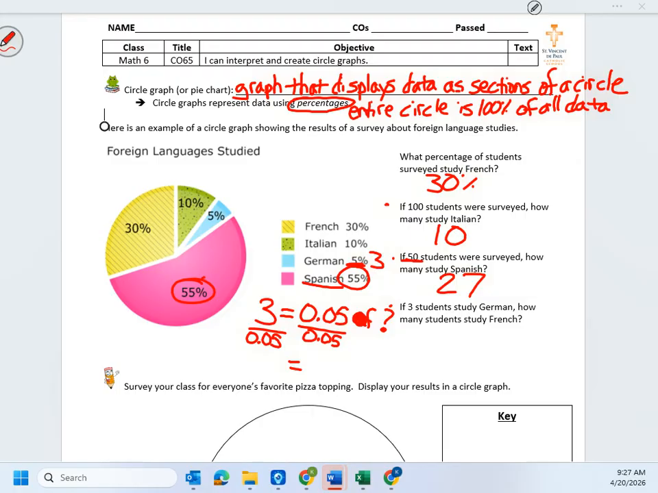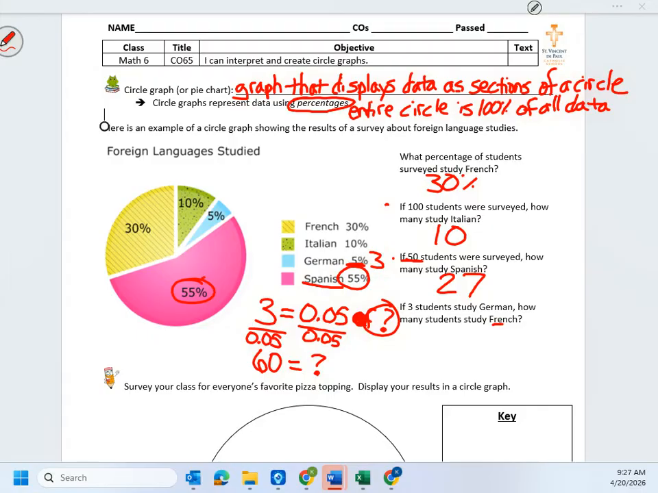So how many students are there total? What is 3 divided by 0.05? Everybody should be doing it on their calculator. 3 divided by 0.05. Jackson? 60. So we know how many total students? There's 60 students.